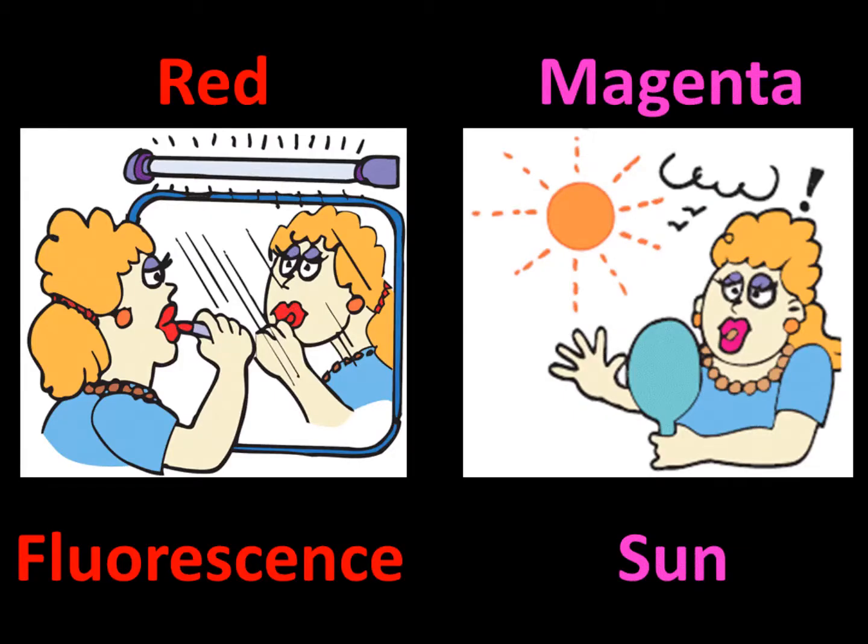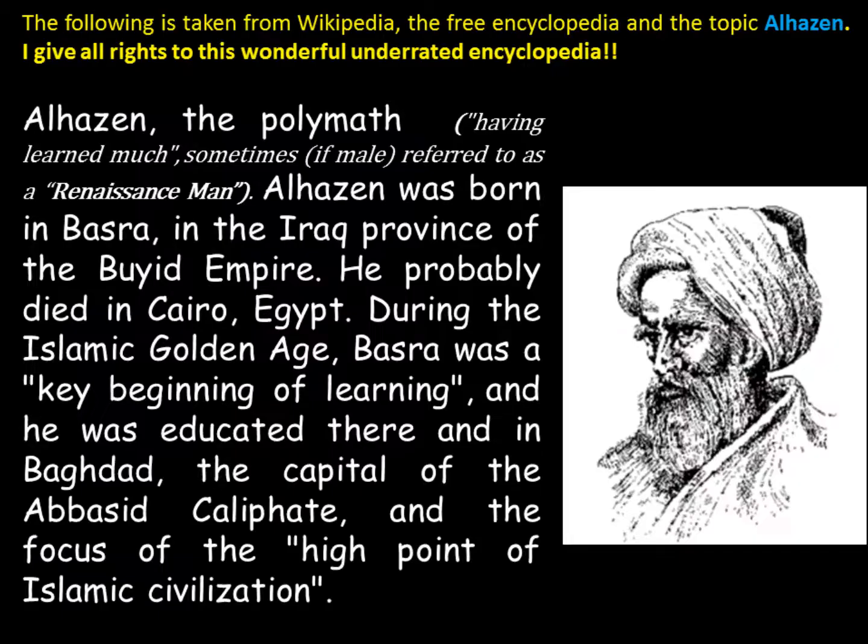This is a picture of an old girlfriend of mine who's putting on red lipstick under fluorescent light, and when she gets in the sun it looks magenta. So it depends on the type of light that's being reflected. Not all light is the same.